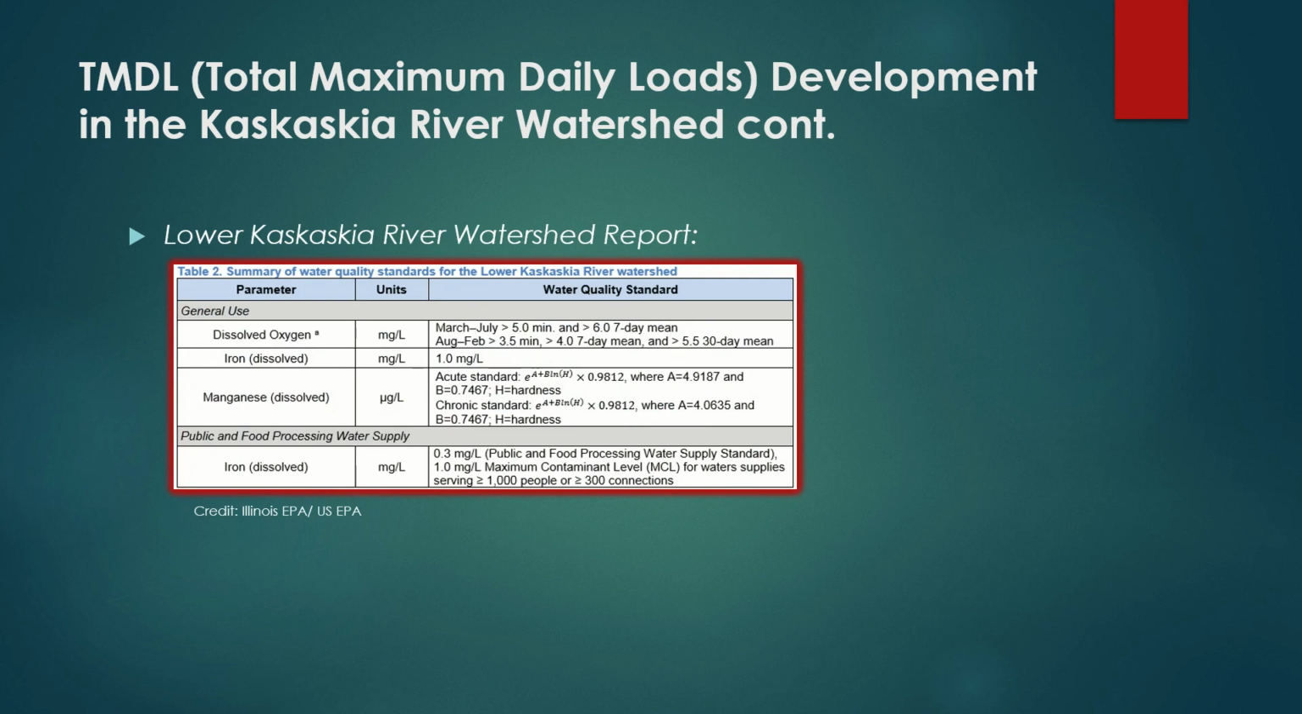And then looking at the lower Kaskaskia River watershed, there are 2 uses in this graphic here: general use and public food processing water supply. And they look at dissolved oxygen, iron, and they have their own water quality standards based off, again, the use of that water body.